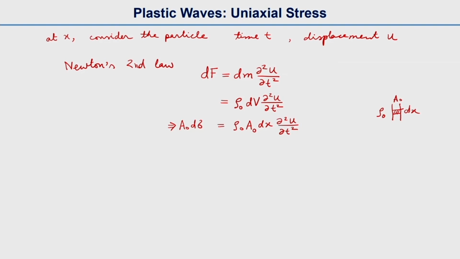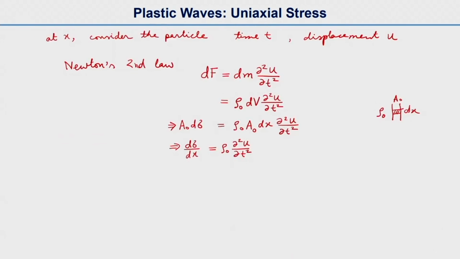So that will give us d sigma by dx equal to rho naught times the second partial of u with respect to t. So this is the relation we got.